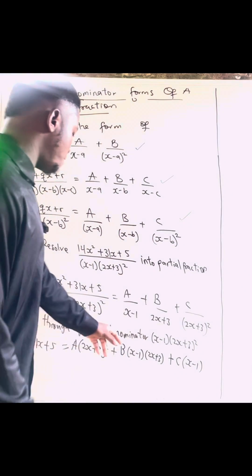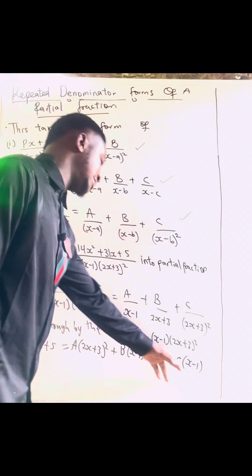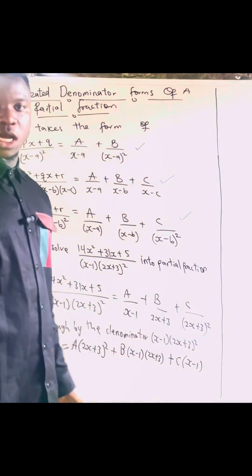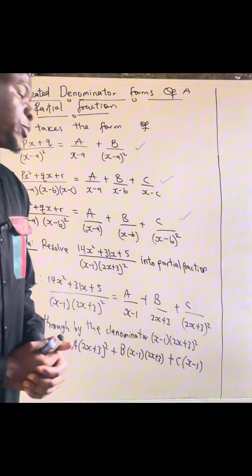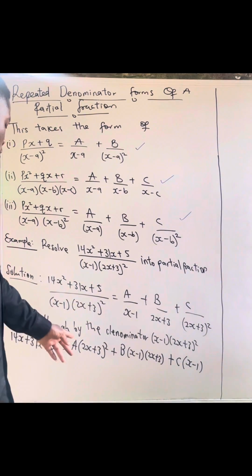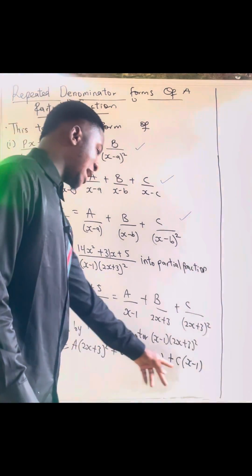If I want to get the value of B, I should eliminate A and C. If I want to get the value of C, I should eliminate B and A. But what am I going to do now? What I'm going to do is firstly get the value of A. And if I want to get the value of A, I'm going to eliminate B and C.